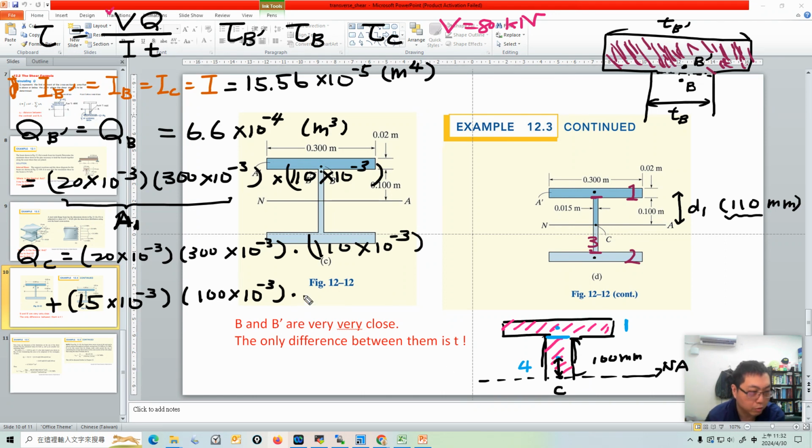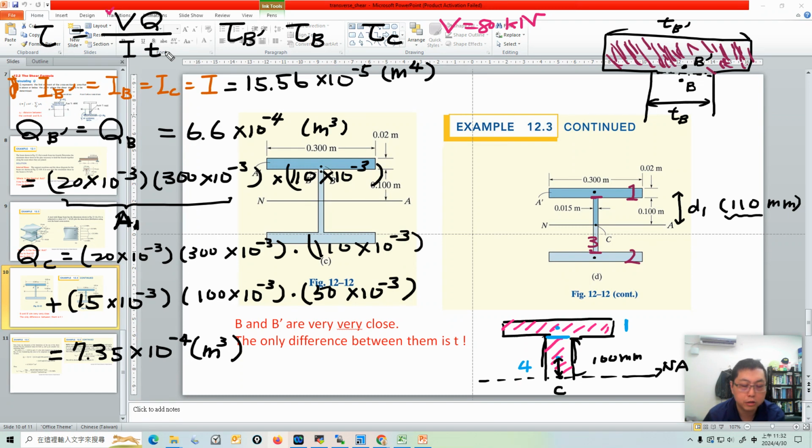50 millimeter. Okay, and then you add these two together. That's your QC. Once again, just check you're using your calculator properly and practice it. So the QC will be 7.35 times 10 to the power minus 4 m cubed. So we solved the I out and solved the Q out.